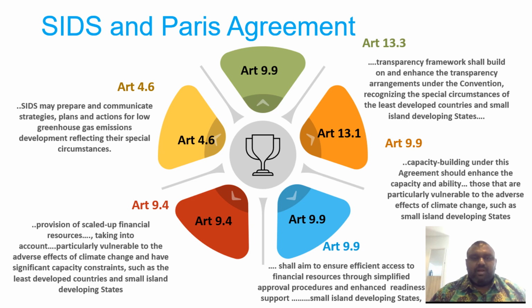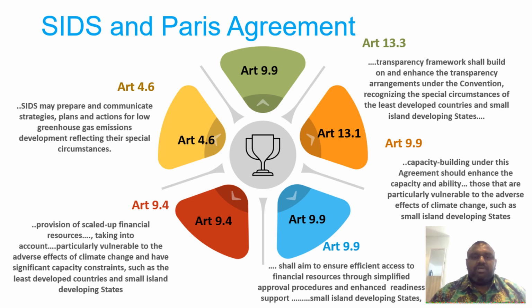Article 11.1. Capacity building under this Agreement should enhance the capacity and ability of developing country Parties, in particular countries with the least capacity, such as the least developed countries, and those that are particularly vulnerable to the adverse effects of climate change, such as small island developing states, to take effective climate change action, including to implement adaptation and mitigation actions, and should facilitate technology development, dissemination, deployment, access to climate finance, relevant aspects of education, training and public awareness, and the transparent, timely and accurate communication of information.